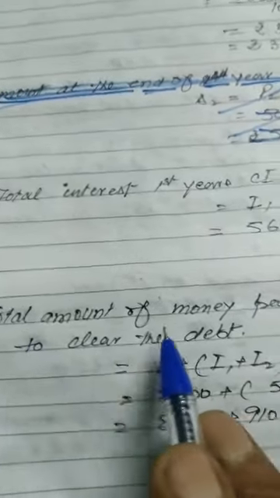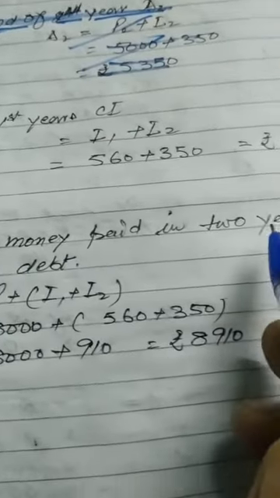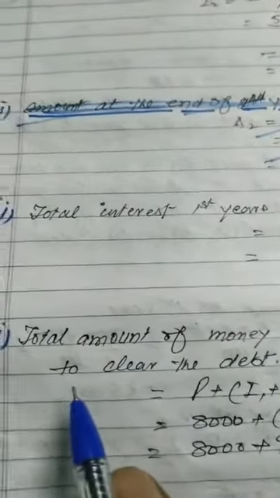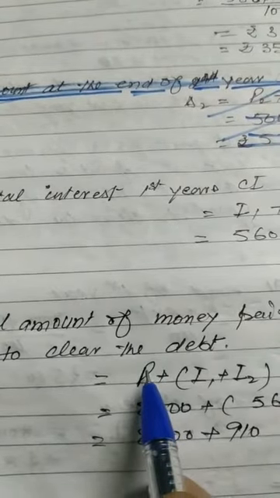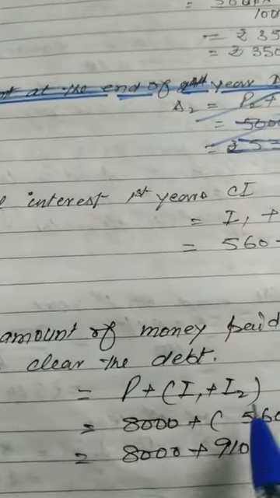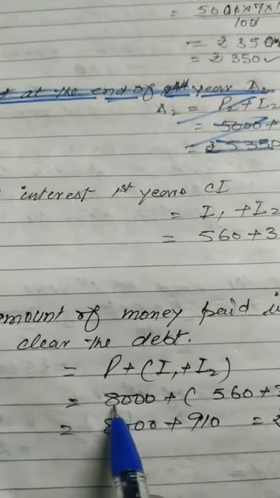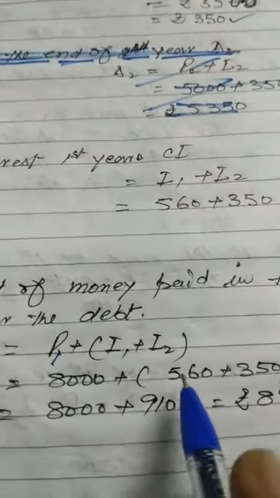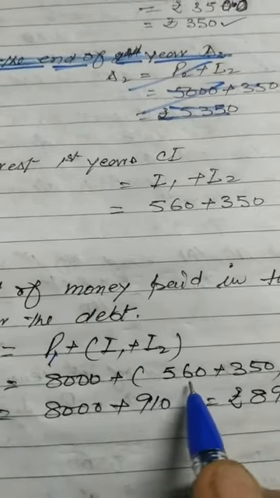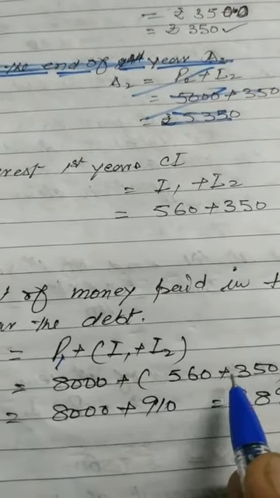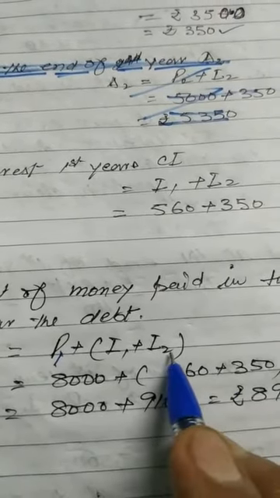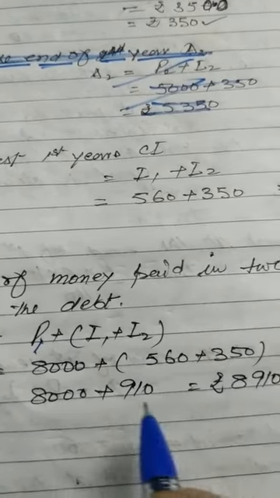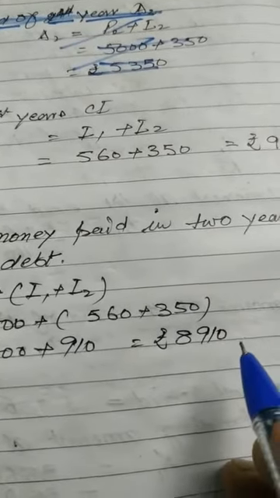Now after this, the total amount of money paid in 2 years to clear the debt is P plus I1 plus I2. The principal amount is 8,000, P1 equals 8,000, plus the 560 interest paid in the first year, and the 350 interest paid in the second year. Added together, we have 8,910 rupees.